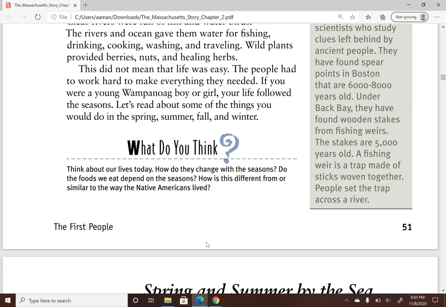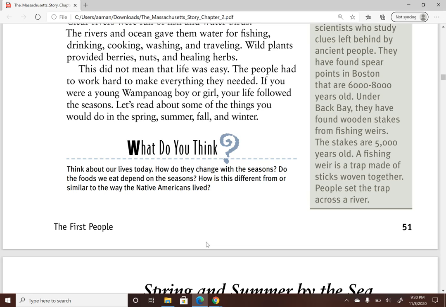I would say some things that are similar is we do eat certain foods depending on the seasons. Mostly, I would say seafood. Most people eat certain seafood that depends on what season you can catch that fish. Or if you have a garden, maybe you have your fresh tomatoes in the summer, while in the winter you go out and buy your tomatoes from the grocery store.